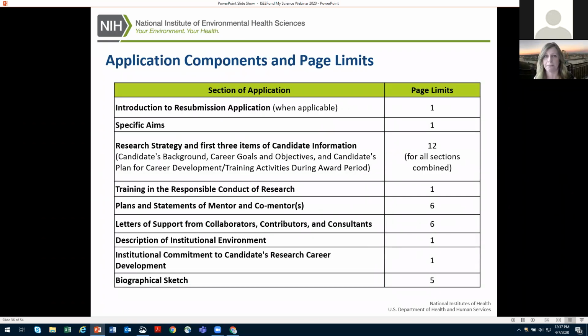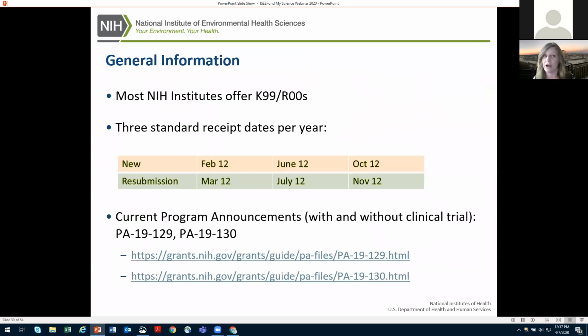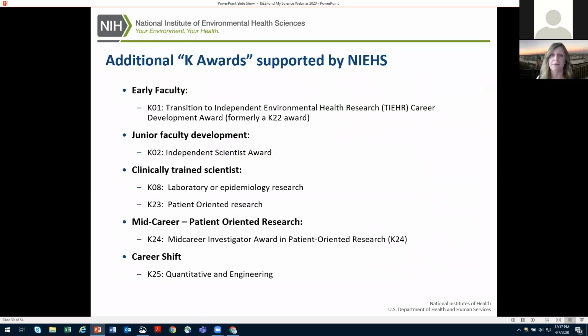So it looks like a pretty simple application: 12 pages, 6 for a plan. You have to get something from the mentor, something from your collaborators, and a bio sketch. And this just starts to really add up. So it's over 100 pages. Here are the regular submission dates. These are offered each round, so you can amend and resubmit each cycle.